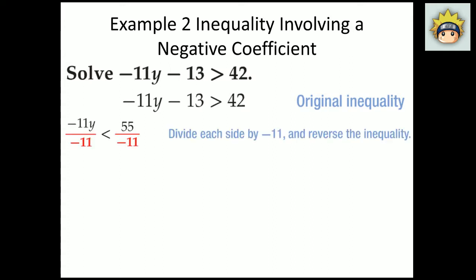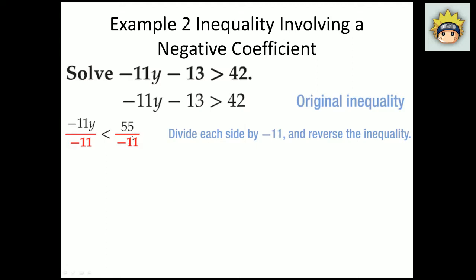You want to add 13 to both sides. That's how you get 55. There's a step missing here. Afterwards, you want to divide both sides by negative 11. That's how they got that 55 right here. It's because they added 13 to both sides first. Then they divided both sides by negative 11.